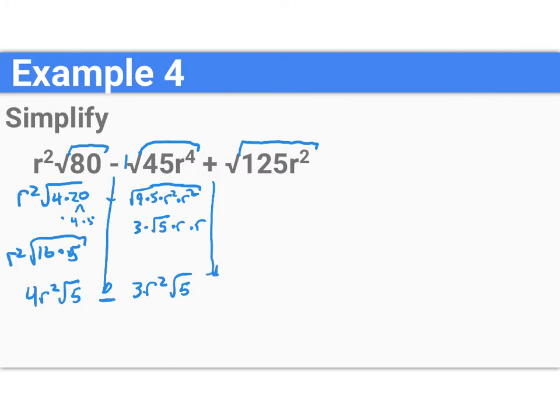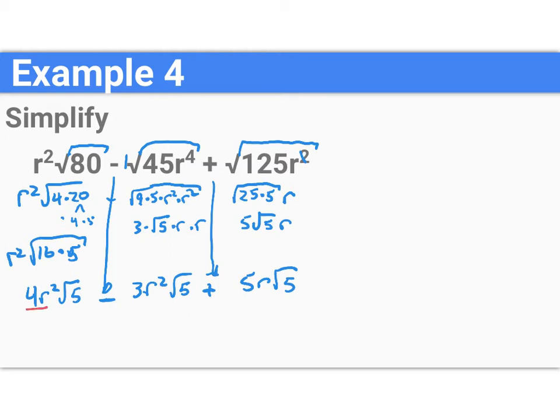Bring your sign down, so that's plus. And let's think of how to separate this one. Well, 125 is 25 times 5. And the square root of r squared is r, because the square root cancels out the exponents here. So you have the square root of 25 times the square root of 5. The square root of 25 is 5. The square root of 5 comes down, and you're left with r. So 5r root 5.